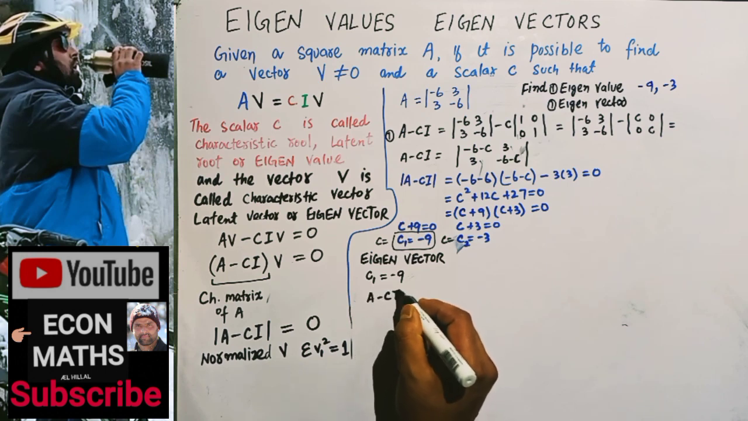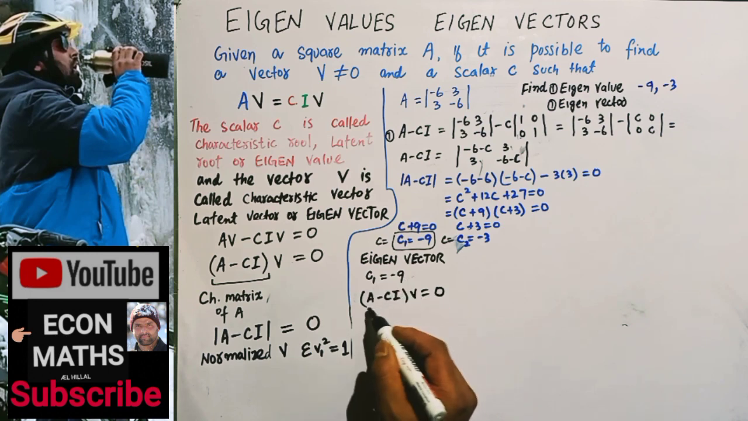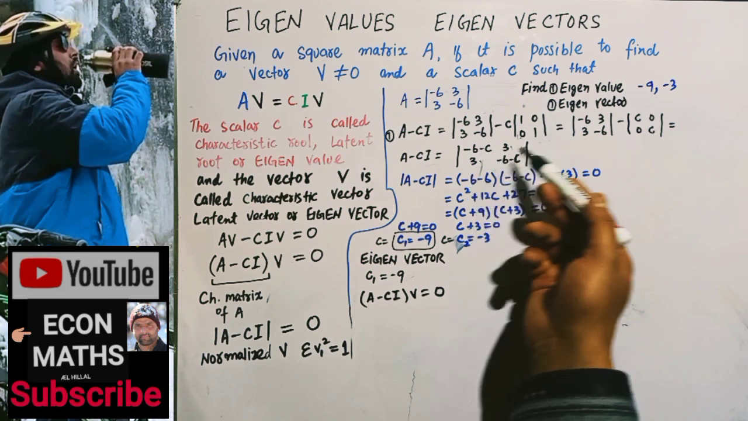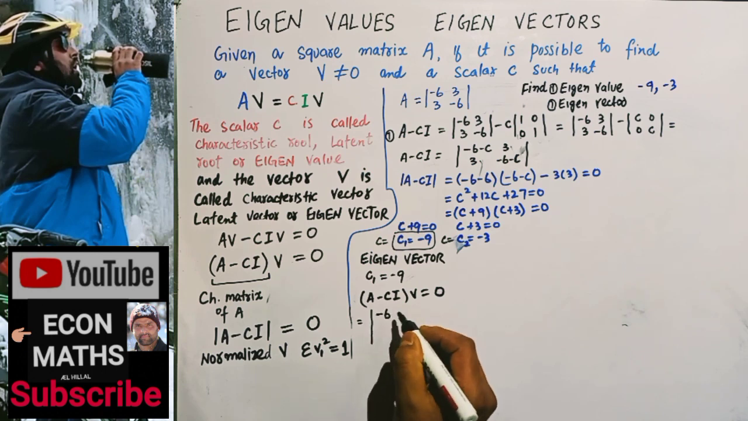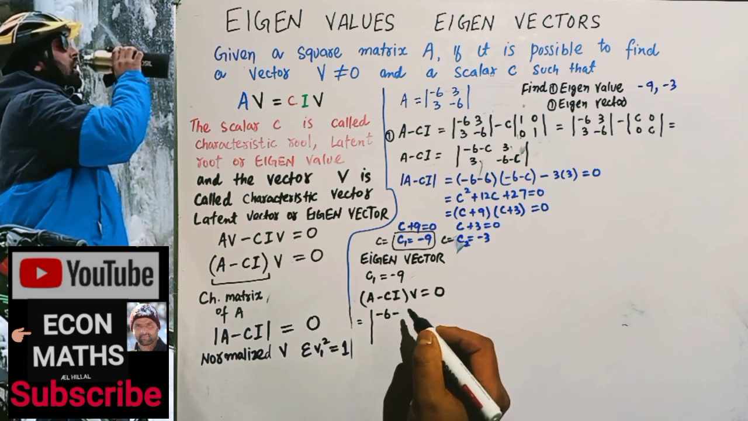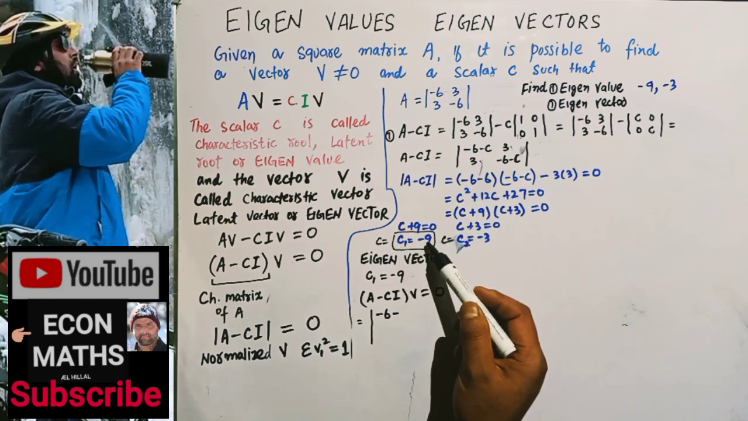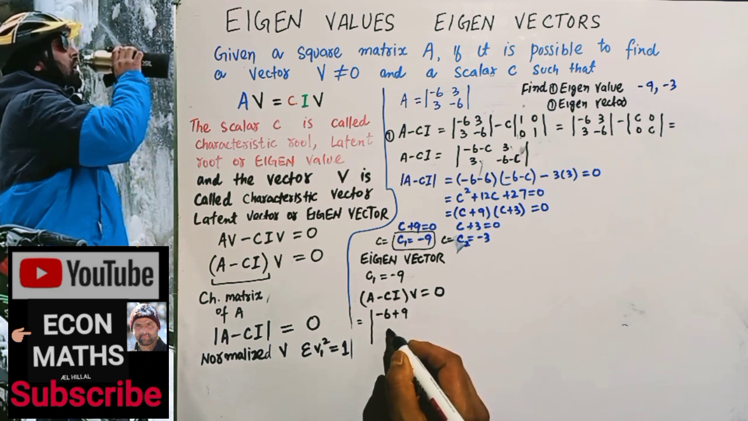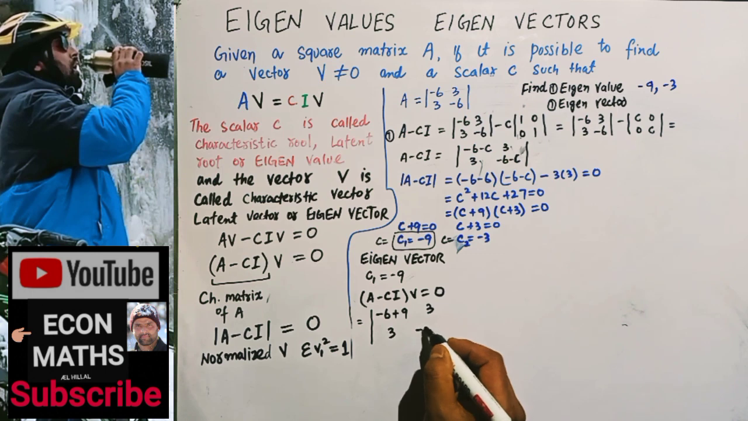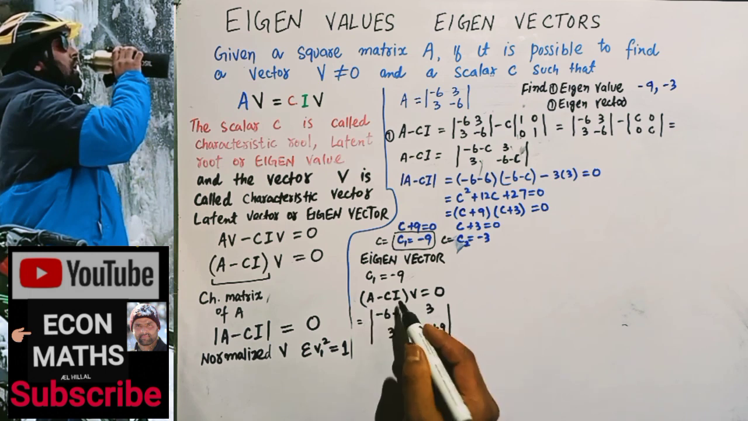A minus Ci times V should be equal to 0. We put the value of C1 equal to minus 9 in this matrix. So we have A minus Ci equal to: it is minus 6. Then we have minus, so in place of C we have C1, which is equal to minus 9. So minus into minus is plus, so we will write plus 9. Then we have again 3 here, 3. So 6 minus into minus is again plus 9. Okay, so A minus Ci is this.